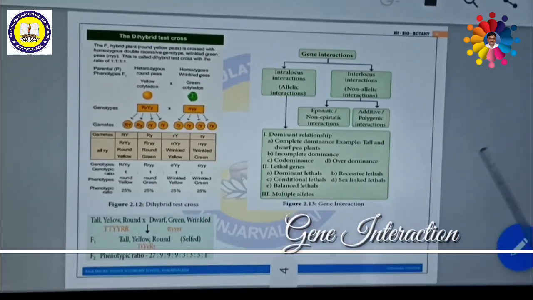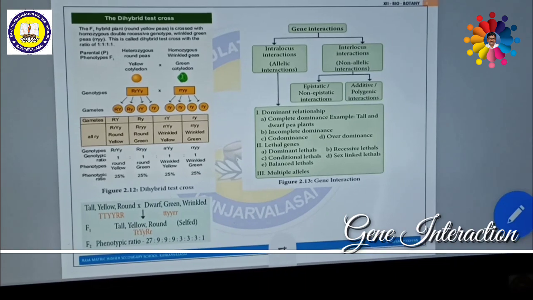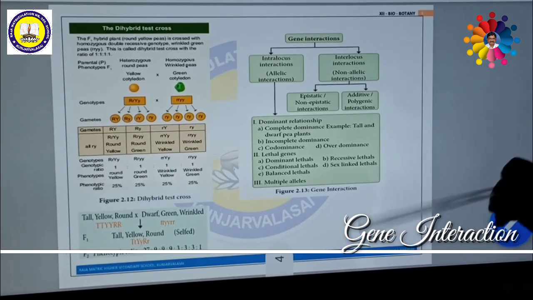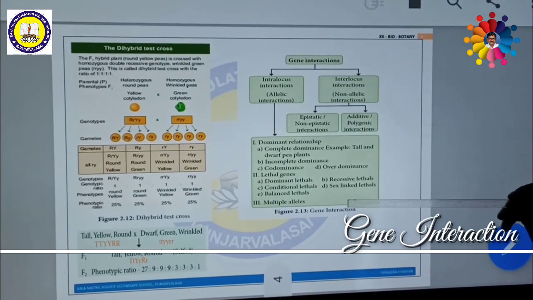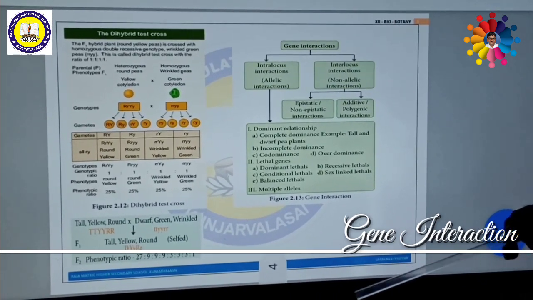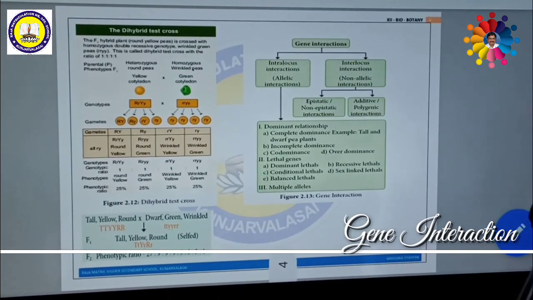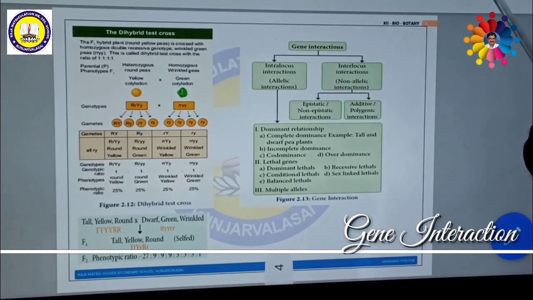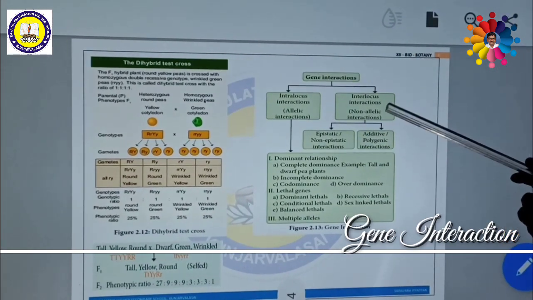Dear students, now we have understood what a dihybrid cross is. Now we are going to discuss the dihybrid test cross. What is a test cross? A test cross is nothing but a homozygous recessive parent crossed with an individual having any genotype.